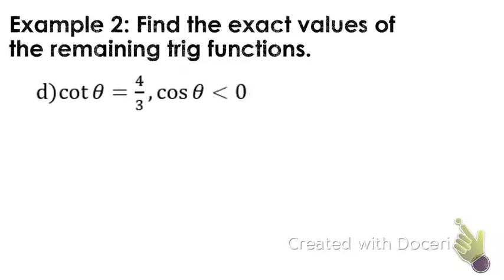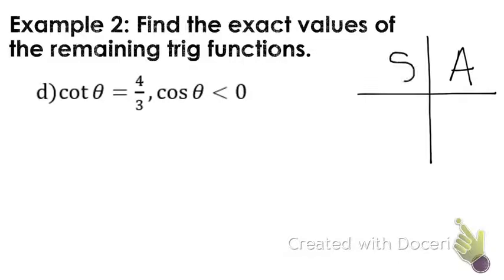So I didn't put the little image up this time on purpose. One of the things I try to give you is a lot of little acronyms. So, All Students Take Calc. That just helps you remember what's positive. In quadrant 1, everything is positive, because you do need to know which quadrant we're in. So I know quadrant 1, everything is positive.